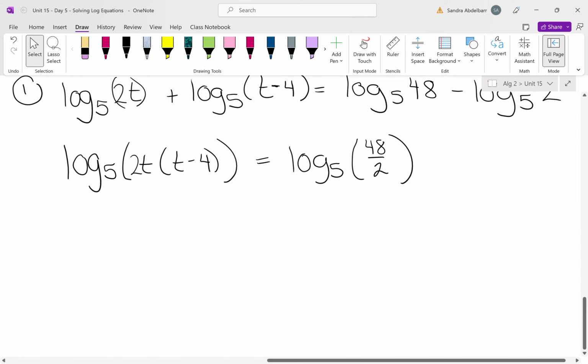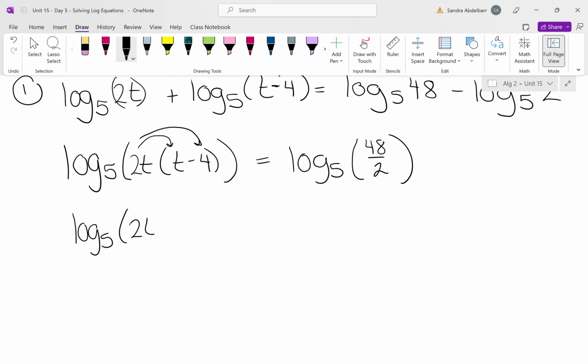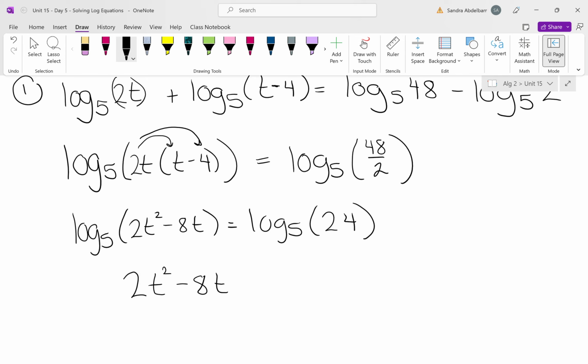All right, so now I'm going to distribute this in. So we have log base 5 of 2t squared minus 8t equals log base 5 of 24. So I make sure I have the same bases. Log base 5, there's an equal. As long as the logs are the same bases and they're equal, wouldn't that mean that their arguments have to be equal to each other also? So now I'm going to set their arguments equal. So 2t squared minus 8t equals 24.